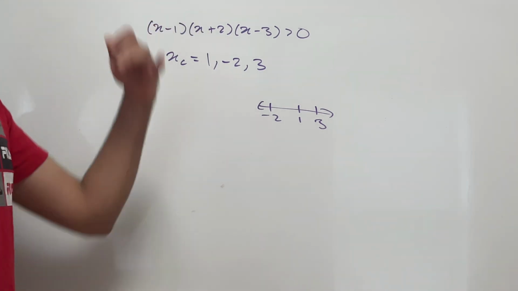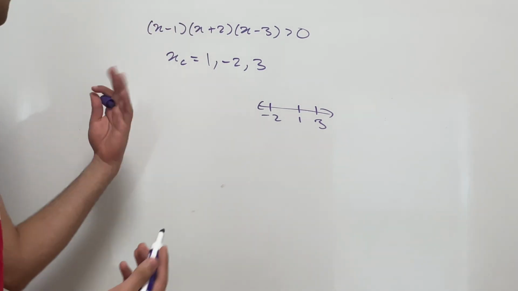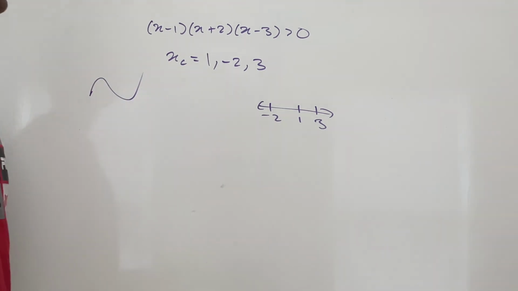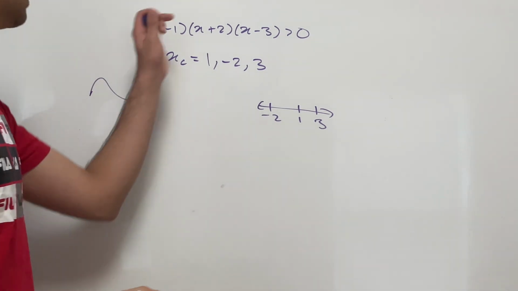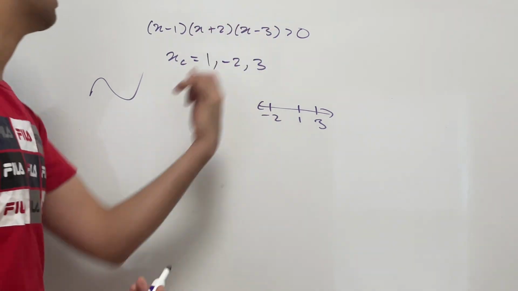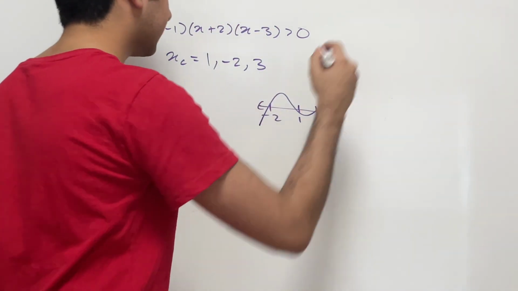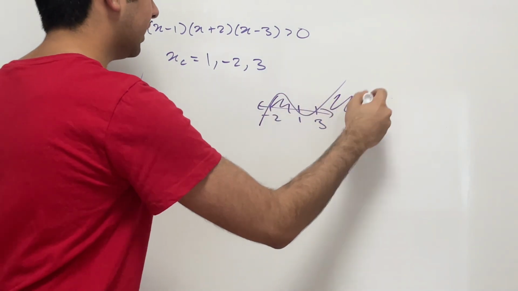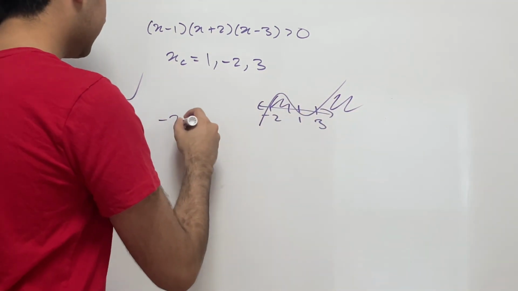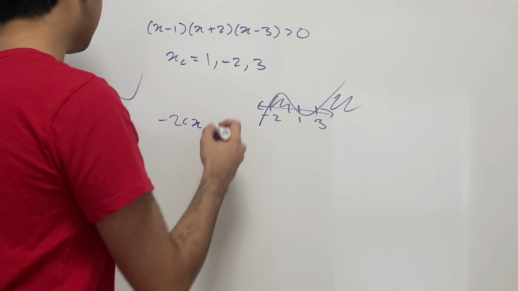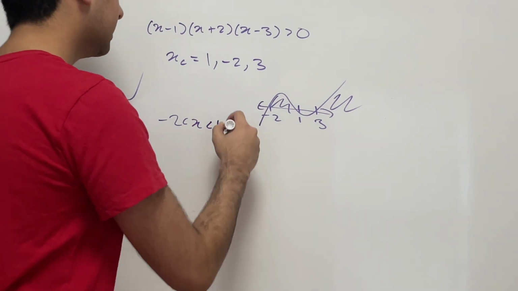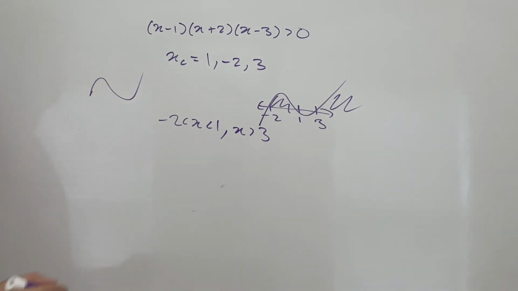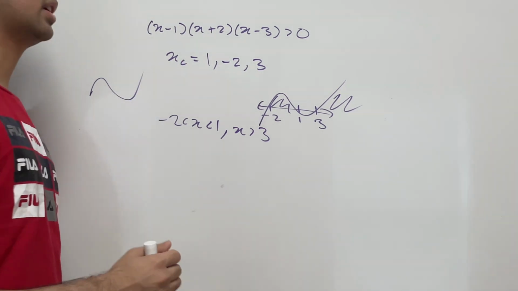If you expand all this out, you get a cubic with a positive leading coefficient. So it looks something like this. It crosses through the x-axis at all 3 points because of odd powers on each of the factors. And greater than 0, so that's right here and right here. So minus 2 less than x, which is less than 1, or x is greater than 3. I'm kind of clicking right now. But anyway, sign analysis is just not needed.